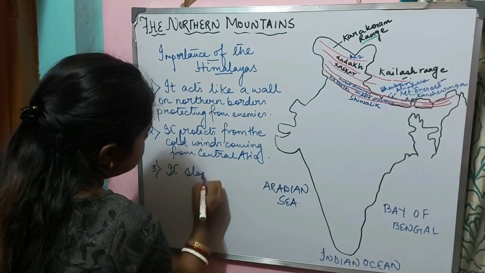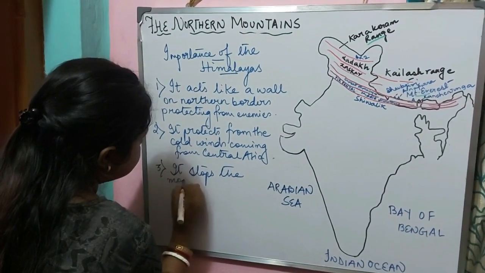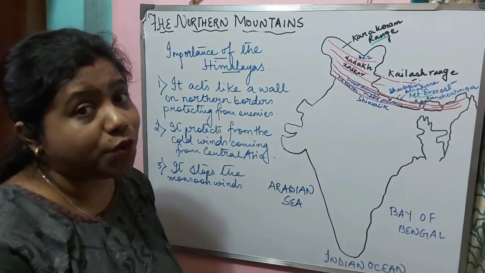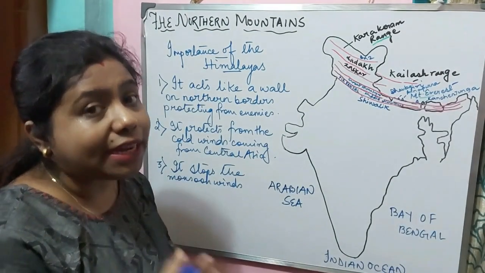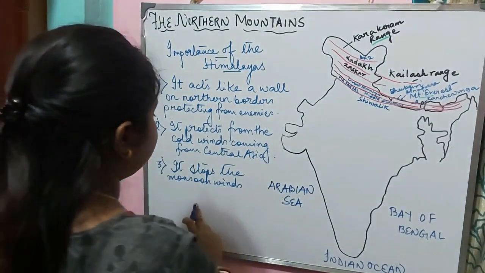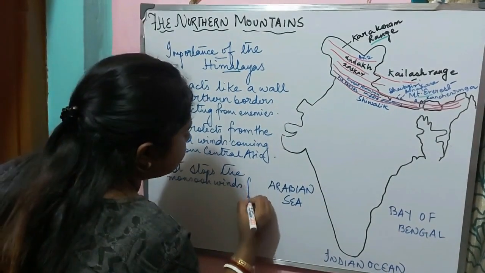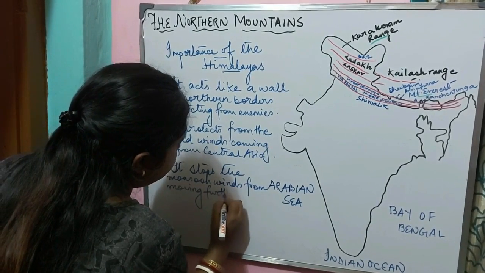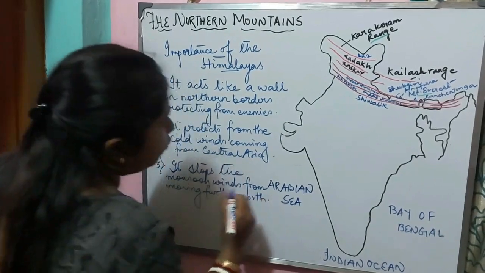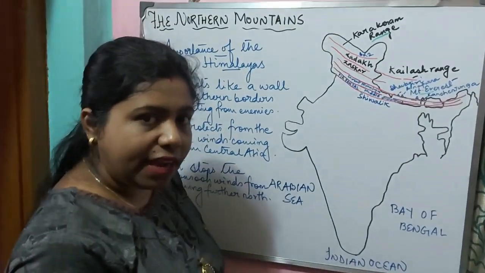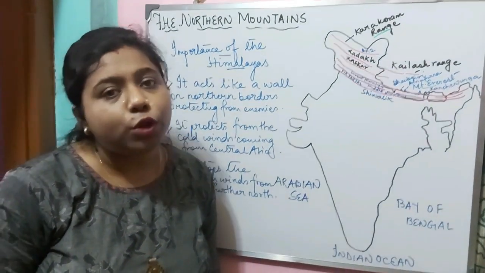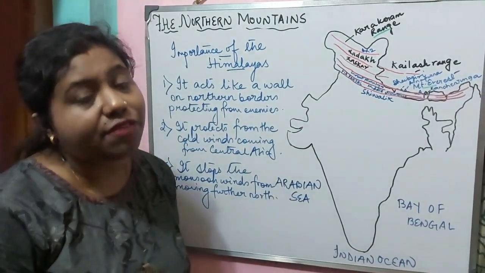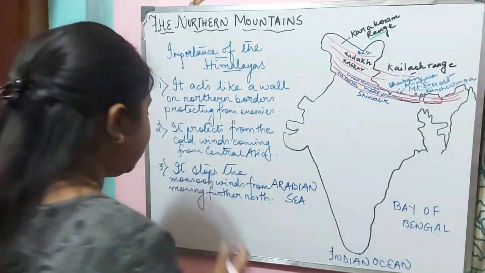Number three, it stops the monsoon winds. Monsoon winds means winds which cause heavy rainfall during the monsoon time, the rainy season that we call. So how is the rainfall caused? Rainfall is caused because of the monsoon winds. So it stops the monsoon winds from moving further north. If they move further north, what will happen? We will not receive any rainfall. And if there is no rainfall, how will we do the cultivation? So it stops the monsoon winds from moving further north so that we can receive rainfall in the northern plains.